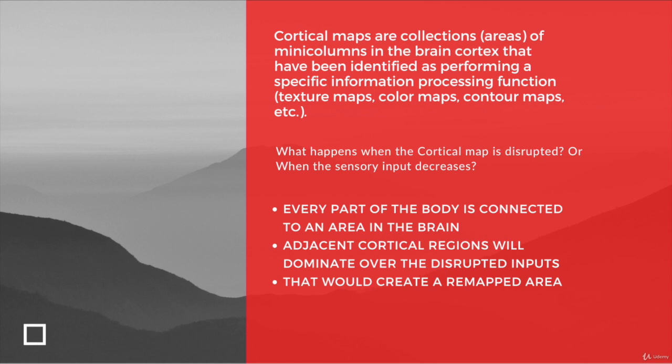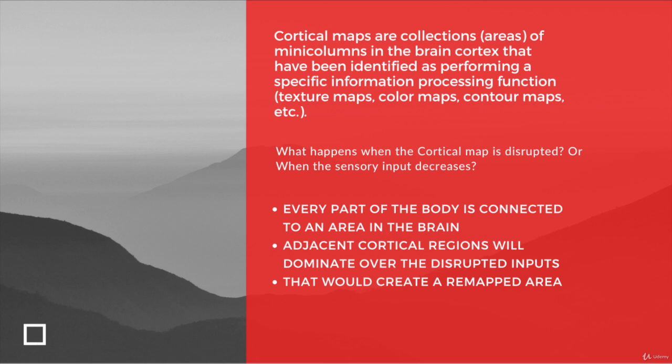Your entire nervous system is connected to the rest of your body through this cortical map. Now, what does that have to do with anything related to neuroplasticity? And what happens when this cortical map is disrupted? What happens when the sensory input decreases?